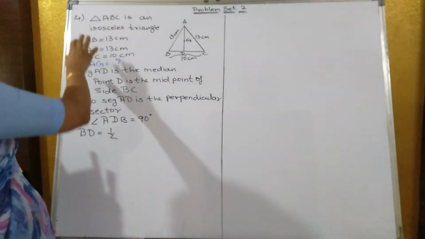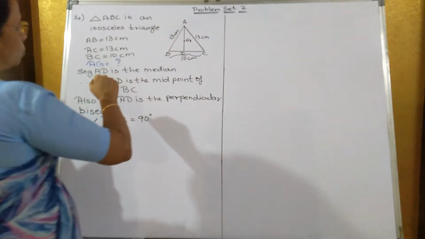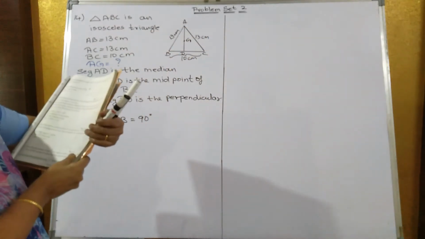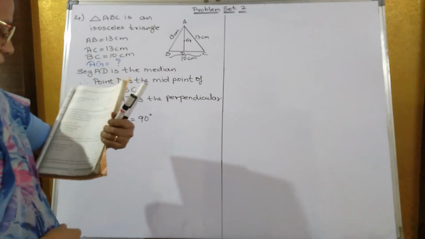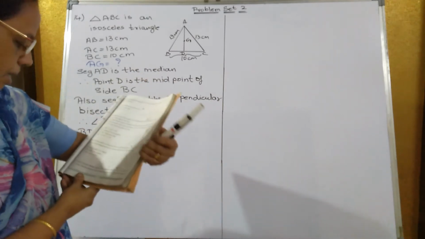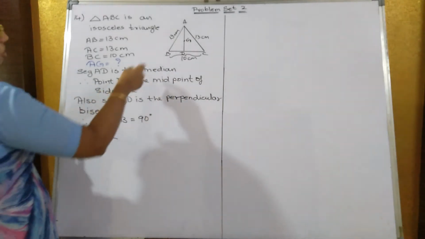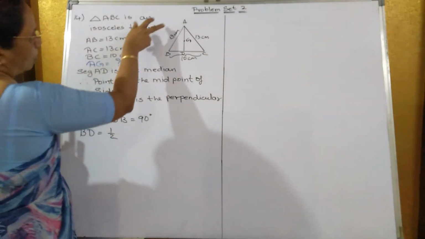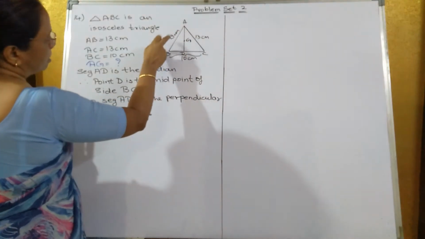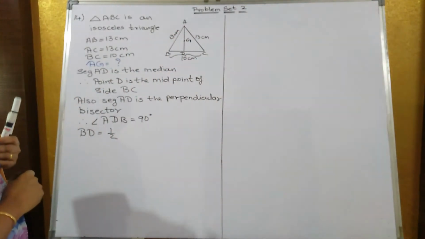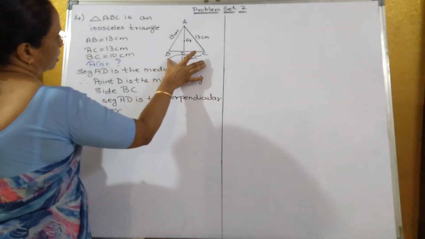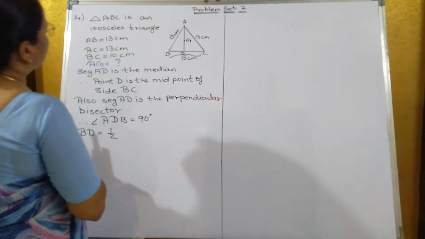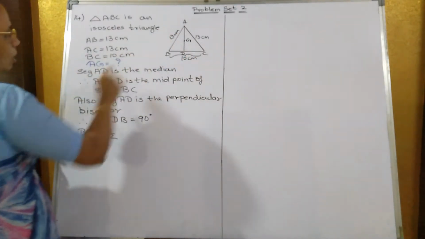Now, sum 14 of problem set 2. They have given that in an isosceles triangle, the length of the congruent side is 13 centimeter and its base is 10 centimeter. So let us take triangle ABC as an isosceles triangle, and the congruent sides AB and AC they have given equal to 13 centimeter, and the base BC is equal to 10 centimeter, and we have to find out AG.